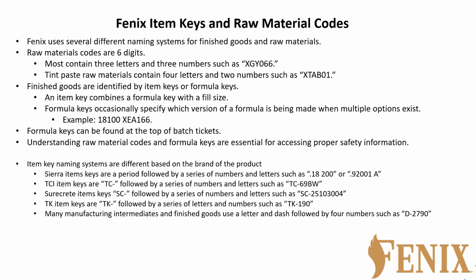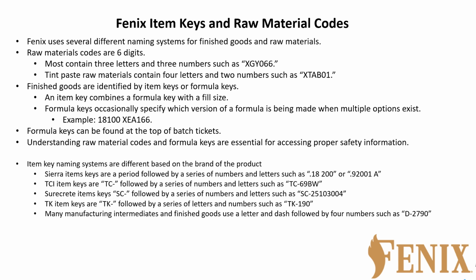Finished goods are identified by item keys or formula keys. An item key combines a formula key with a fill size. Formula keys occasionally specify which version of a formula is being made when multiple options exist. Example: 18100 XEA166. Formula keys can be found at the top of batch tickets.